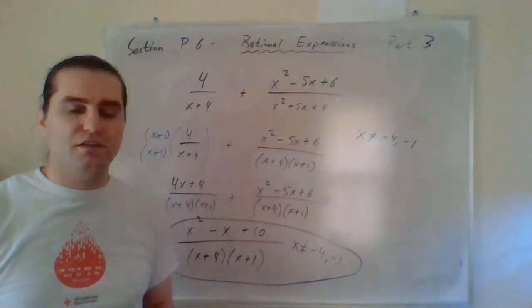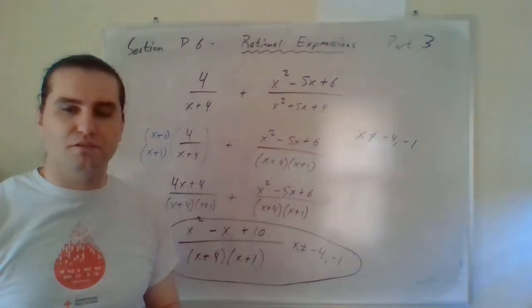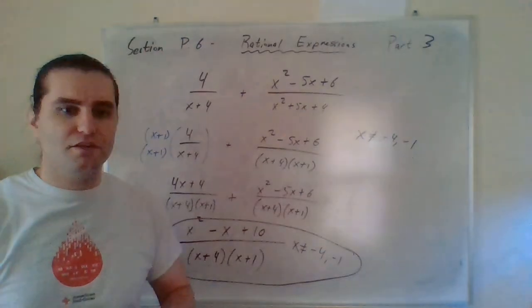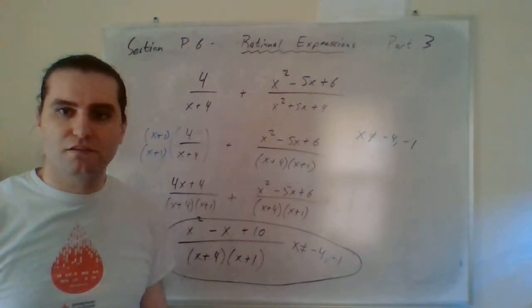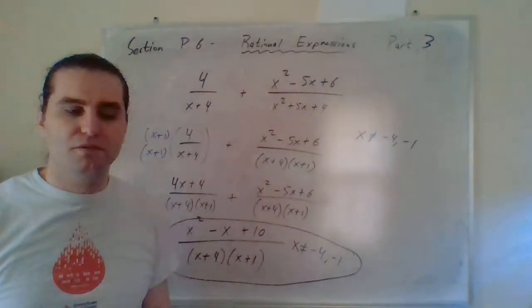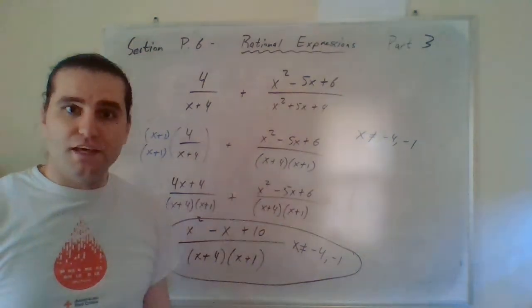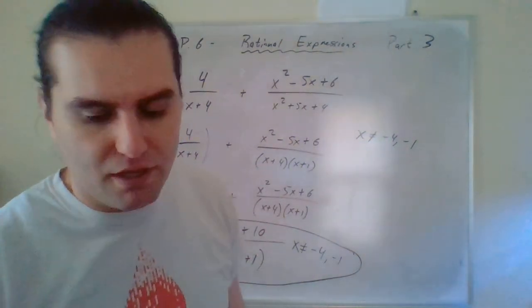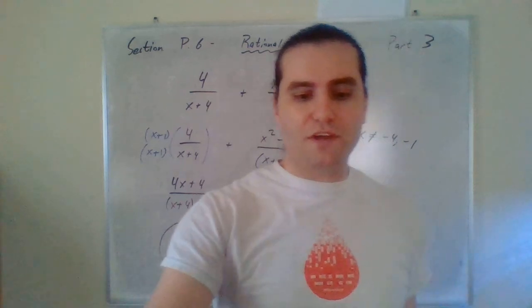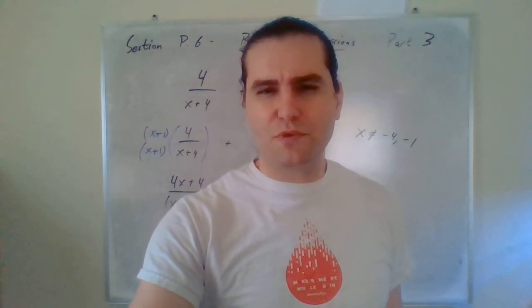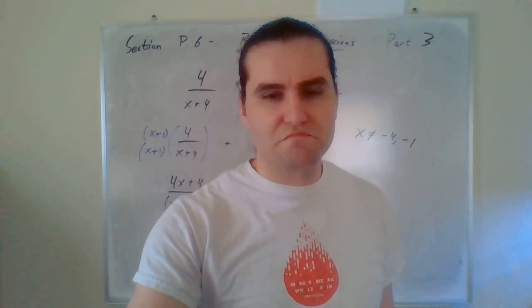And we've already done multiplying and dividing rational expressions, and we've already done simplifying rational expressions. So that's it. That's the end of section P6. Stay tuned for some more videos. We'll get section 1.2a up and running right away.